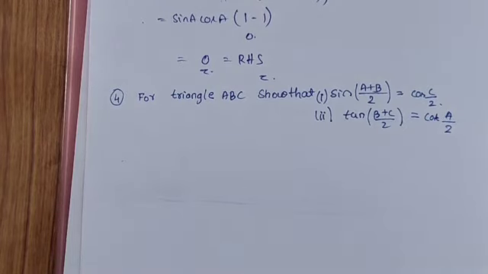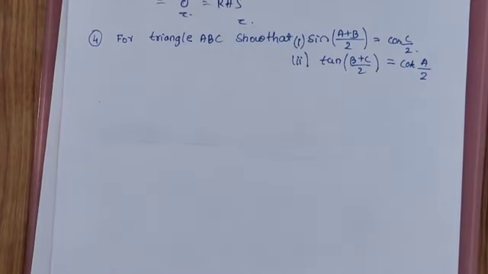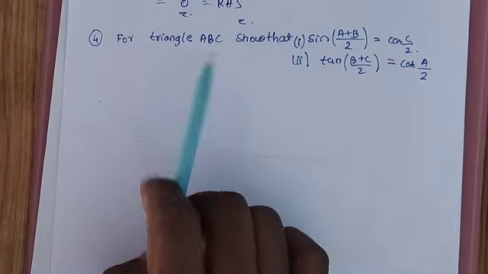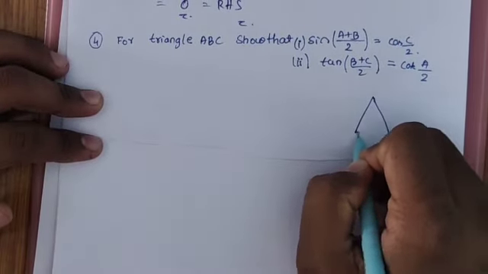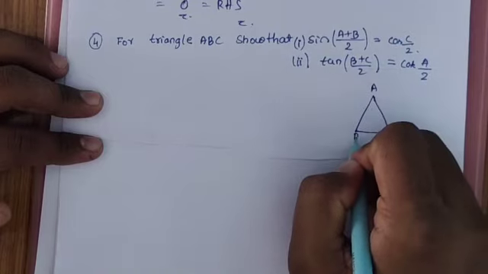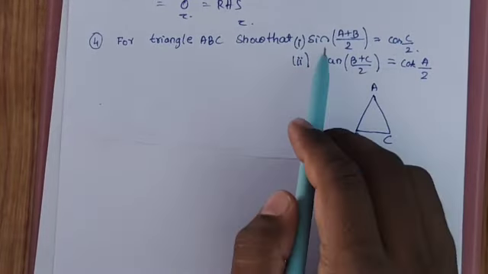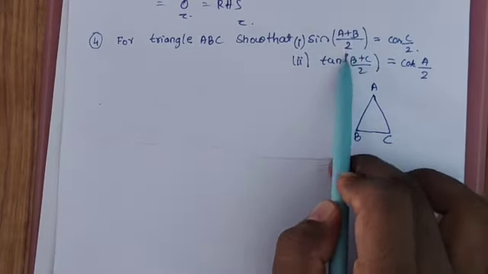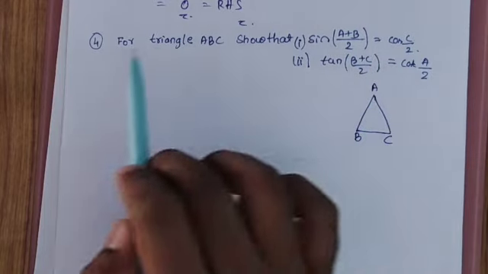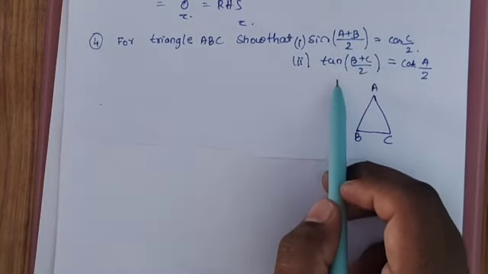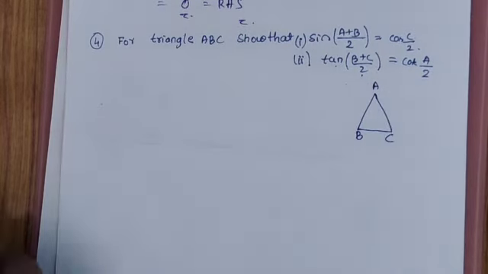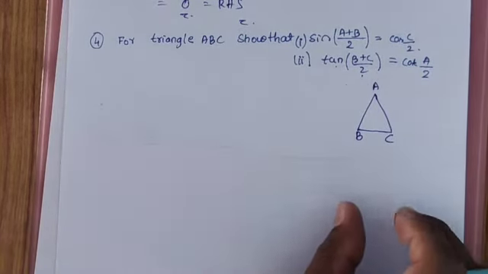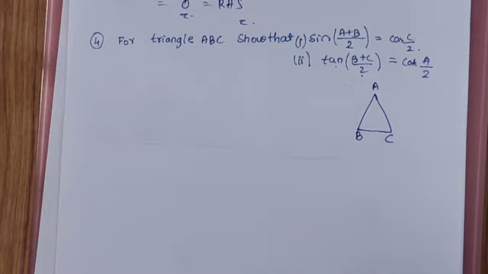So in question number 4, what they are saying is, for triangle ABC, here we have one triangle ABC. Let us write one triangle ABC. Now by this triangle we need to show that sin of (A plus B) divided by 2 is equal to cos of C divided by 2, and we also need to show that tan of (B plus C) divided by 2 is equal to cot of A by 2. How to show this? We have the triangle, but we don't have any measurement or any angle.